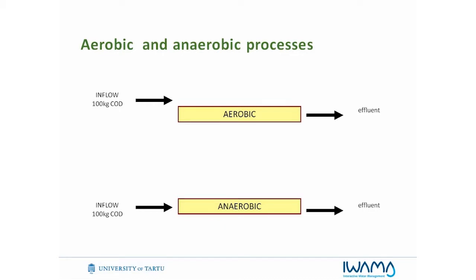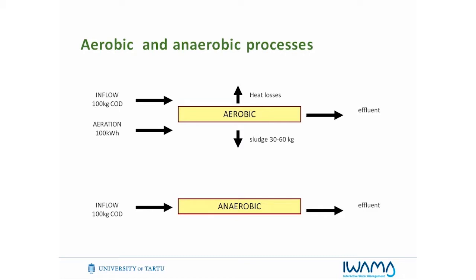If we compare the aerobic and anaerobic, of course, there are two main differences in the aerobic and anaerobic process based on the energy value. We can measure energy by COD. And based on the energy value in COD, we see that in the aerobic process, the energy goes mostly to heat, and some of the energy goes to the sludge. So there are heat losses.